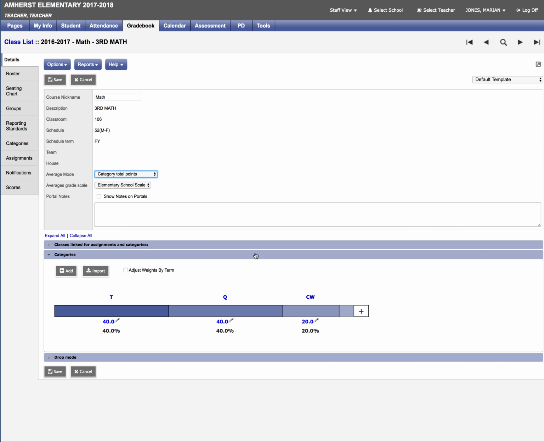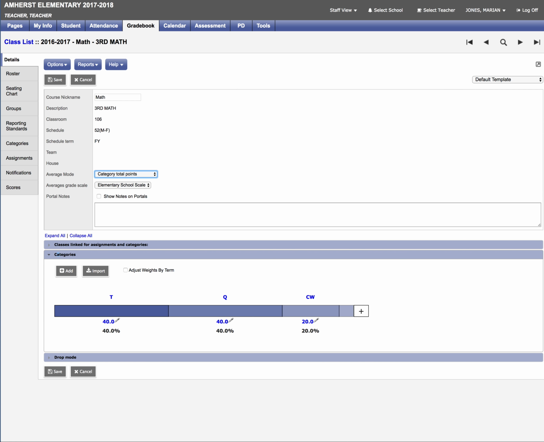You can select total points if you calculate averages by just dividing the total number of points by what they have. So for example, if a student gets a 100, a 90, and an 80 for grades, the student averages a 270 divided by 300, which is an average of 90. It's quick, simple, easy.